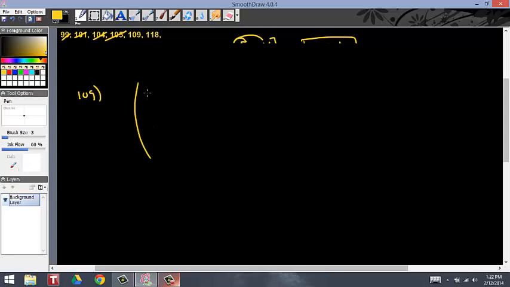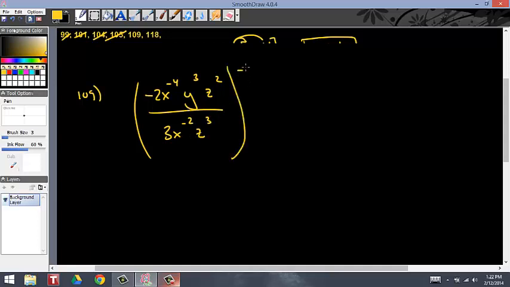Okay. Big thing. Negative 2x to the negative 4, y to the third, z squared, all over 3x to the negative 2, z to the third, and all of that's being raised to the negative third power. Now, since the whole thing is being raised to the negative third power, Gregory, what's going to happen to everything on the inside? Everything is going to flip. Now, I'm going to get 3x and z.